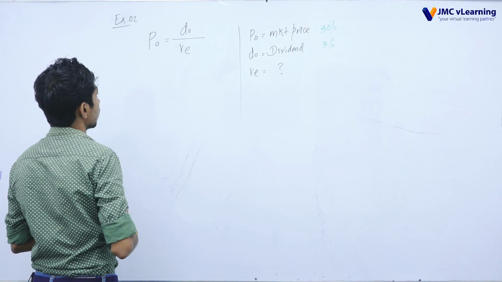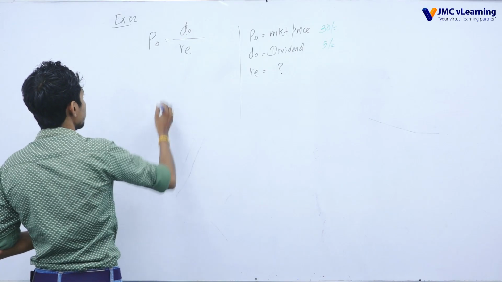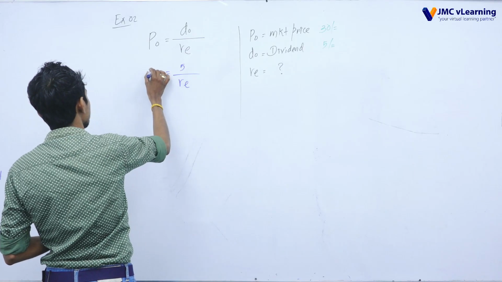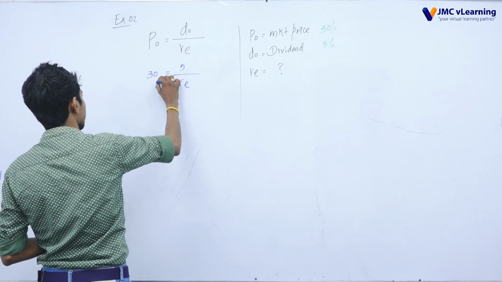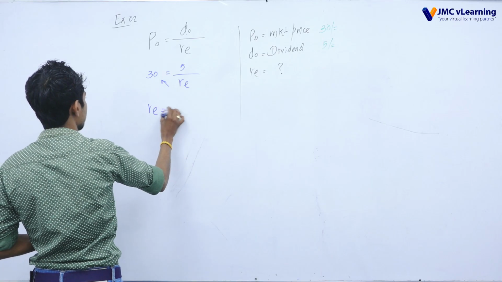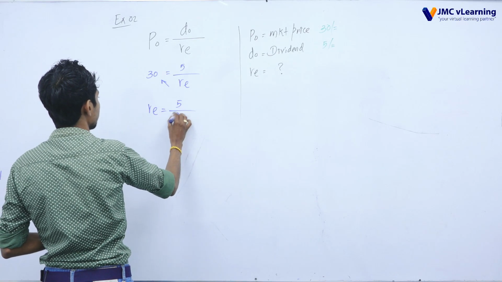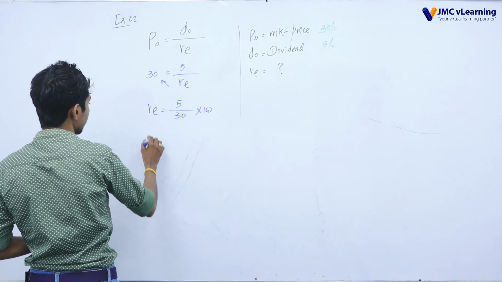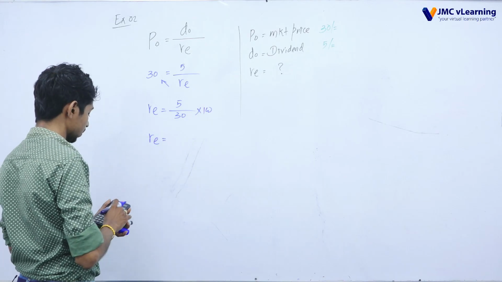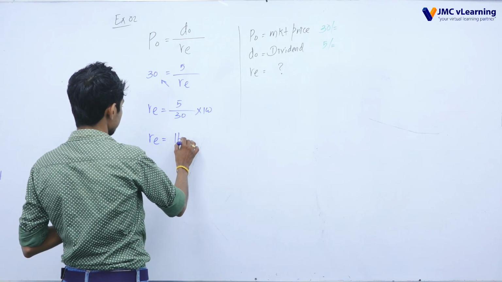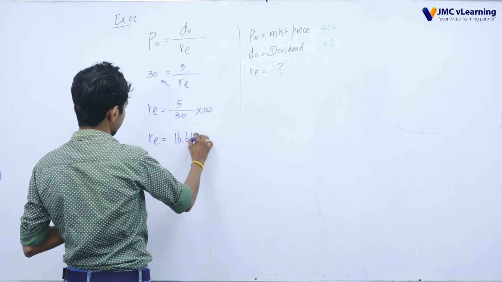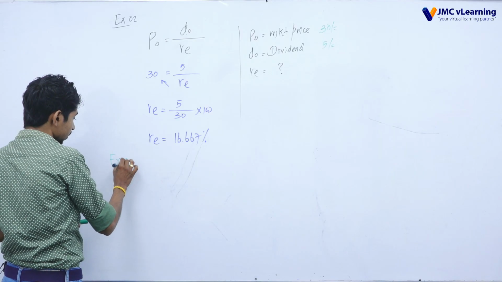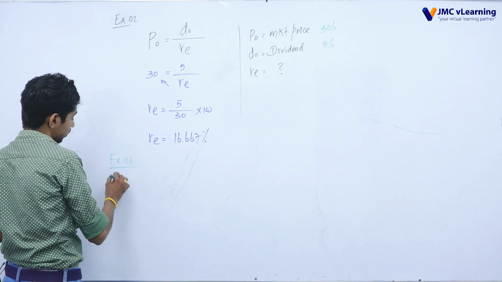Then 5 rupees divided by RE, here 30. Then cross multiplication: RE equals 5 rupees divided by 30. Here we want to know the percentage, no? Then multiply by 100. RE is how much? 0.12... 16.667.